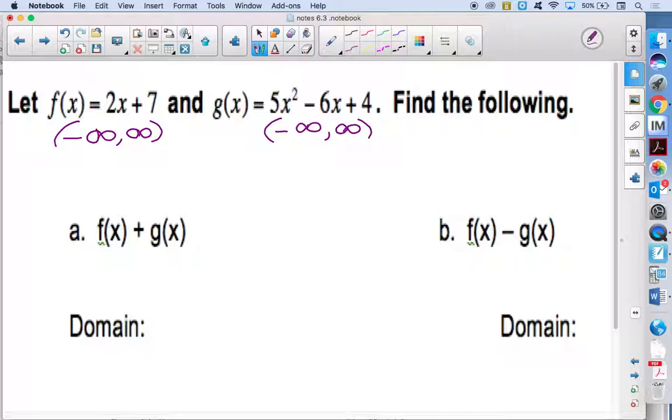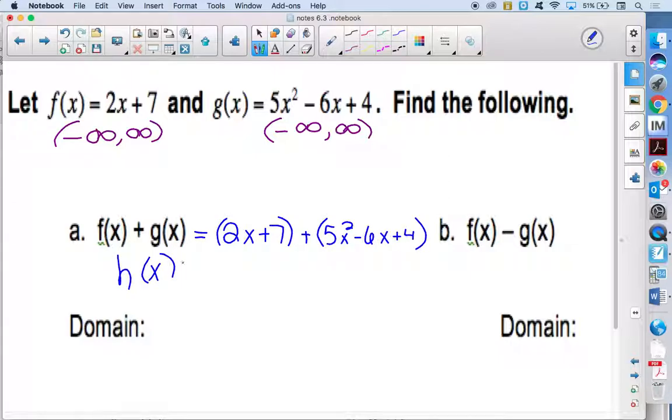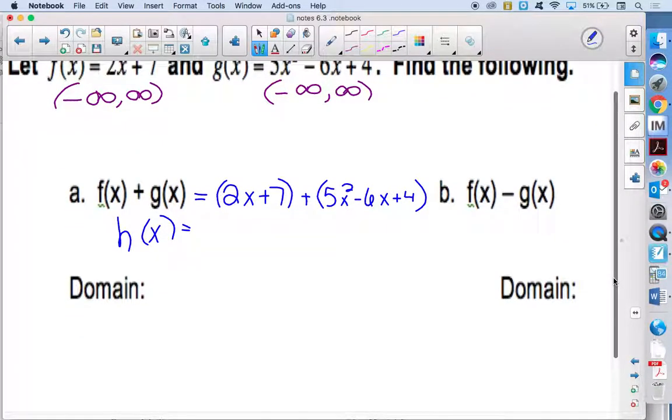Alright, so the problem wants us to take f of x plus g of x, and then letter b, take f of x minus g of x. So see if you can try and find those 2 functions. So f of x is 2x plus 7. G of x, 5x squared minus 6x plus 4. My new function h would be that simplified form. So we've done this, like in chapter 5, we added polynomials together. It's just they didn't tell you that you had 2 separate polynomials. You just already had it in addition form and you combine like terms. That's the same thing here. You're just combining like terms.